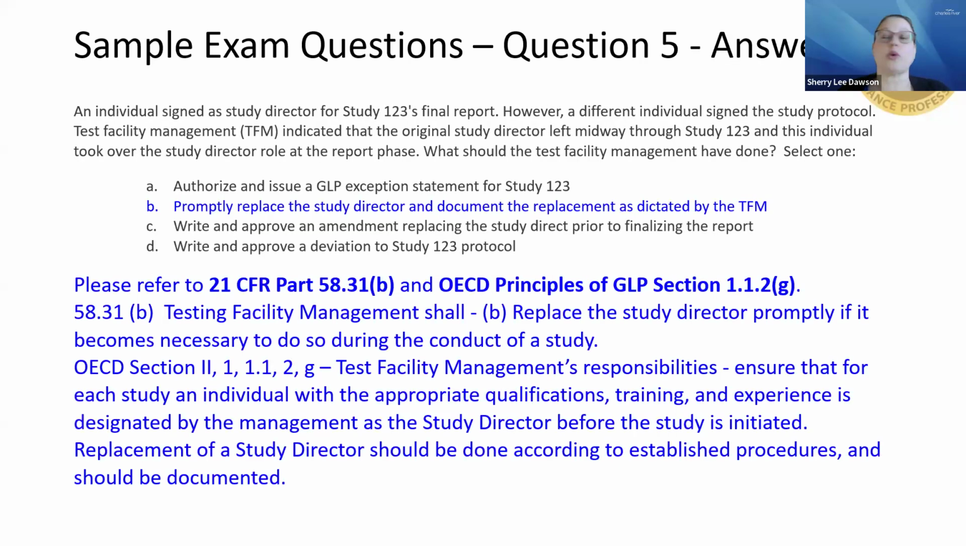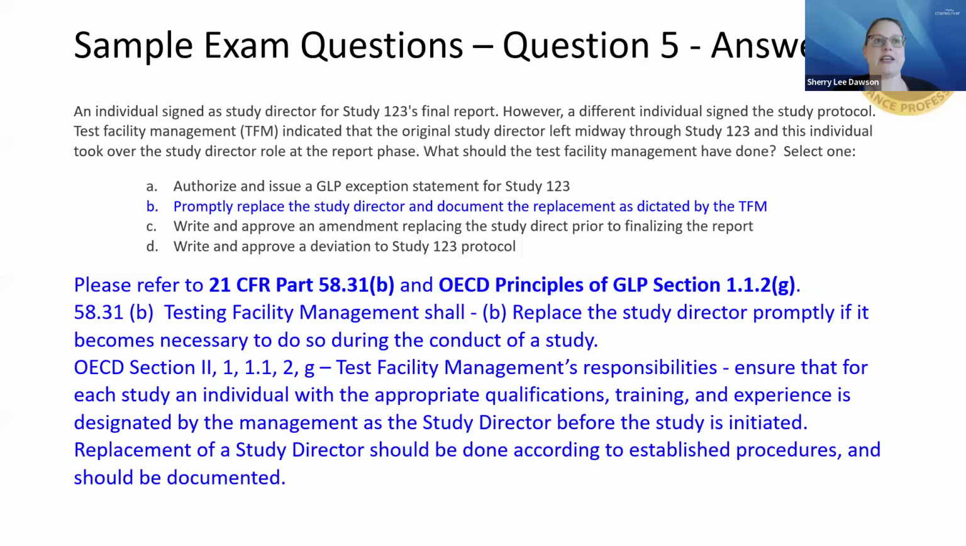So the correct answer is promptly replace the study director and document the replacement as dictated by the TFM. So the question is, what should the test facility management have done? "Should" would have implied in the past. So not what do they do now, what should they have done? That's a little bit tricky with the wording. So during the course of the study, when the study director left, what should have happened?